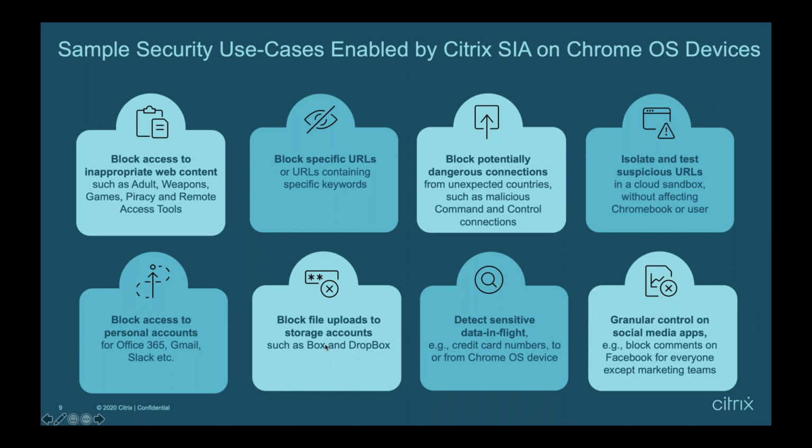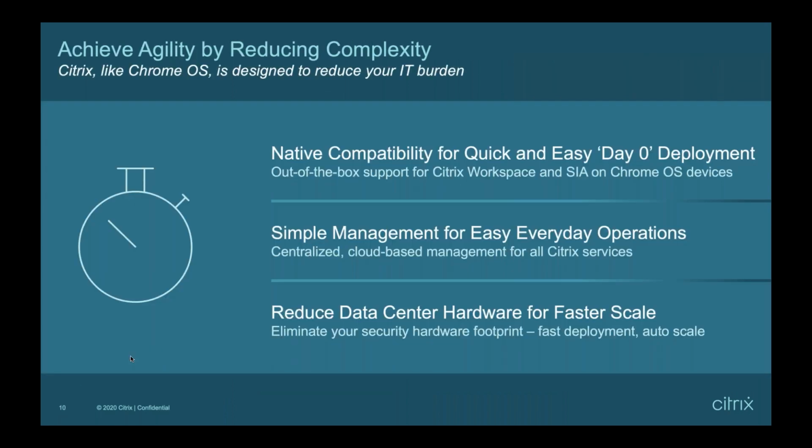You want to block file uploads to Dropbox accounts or Box accounts, or you want to protect personal access. You want to not allow access to personal Office 365 accounts. There's a whole lot of different functions you can do because of this solution. And then lastly, there is native compatibility of Citrix services on Chrome OS devices, which means that it takes literally minutes to provision Citrix services on Chrome OS devices. It's a lot faster to provision and a lot faster to manage. It's just really simple.